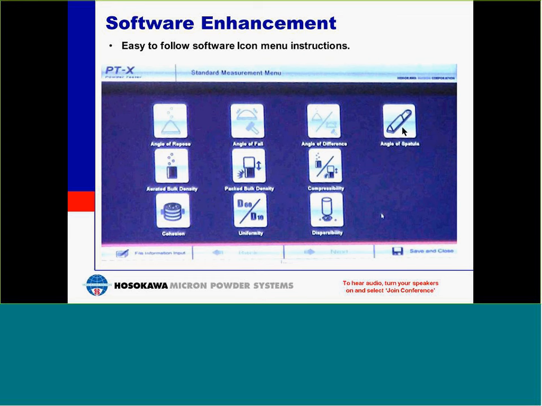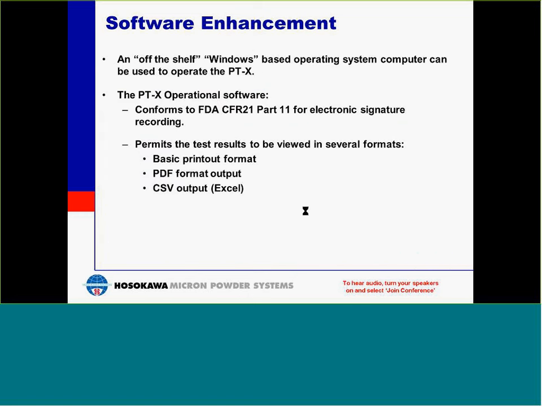Because each company has different requirements when it comes to computerization, the instrument does not have a computer supplied with it. It runs on a Windows operating system, so you can pretty much run the software off of any computer. The software is capable of being CFR 21 Part 11 compliant for pharmaceutical customers or attendees, so that you can have the various registries. Additionally, it has different formats for the printout.